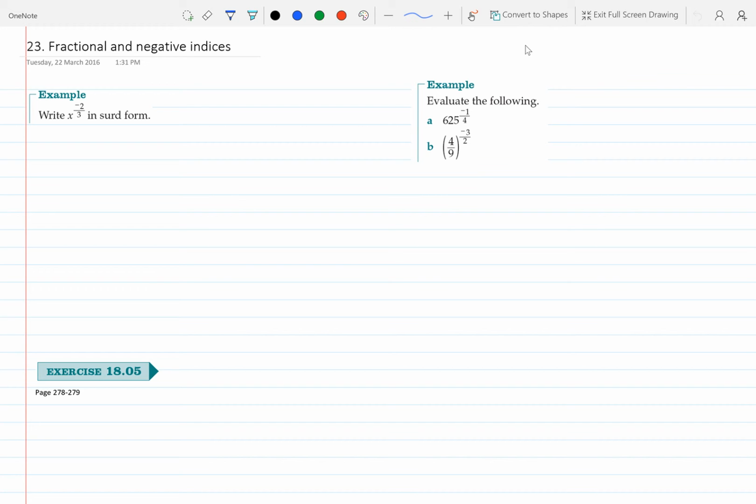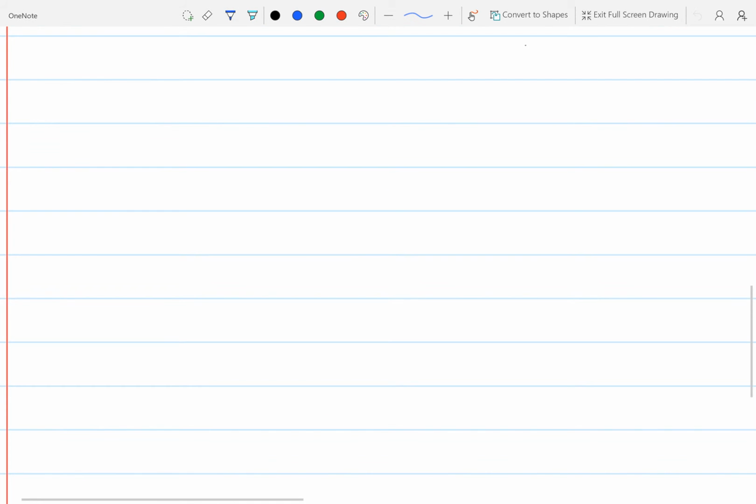Hi everyone, in this video we're looking at fractional and negative indices. Before we get underway, there are a couple of points I'd really like to look at. First of all, if we have something like x to the power of negative n, that simply means 1 over x to the power of positive n. Often it's useful to write things in positive indices, so it's important to know that relationship.